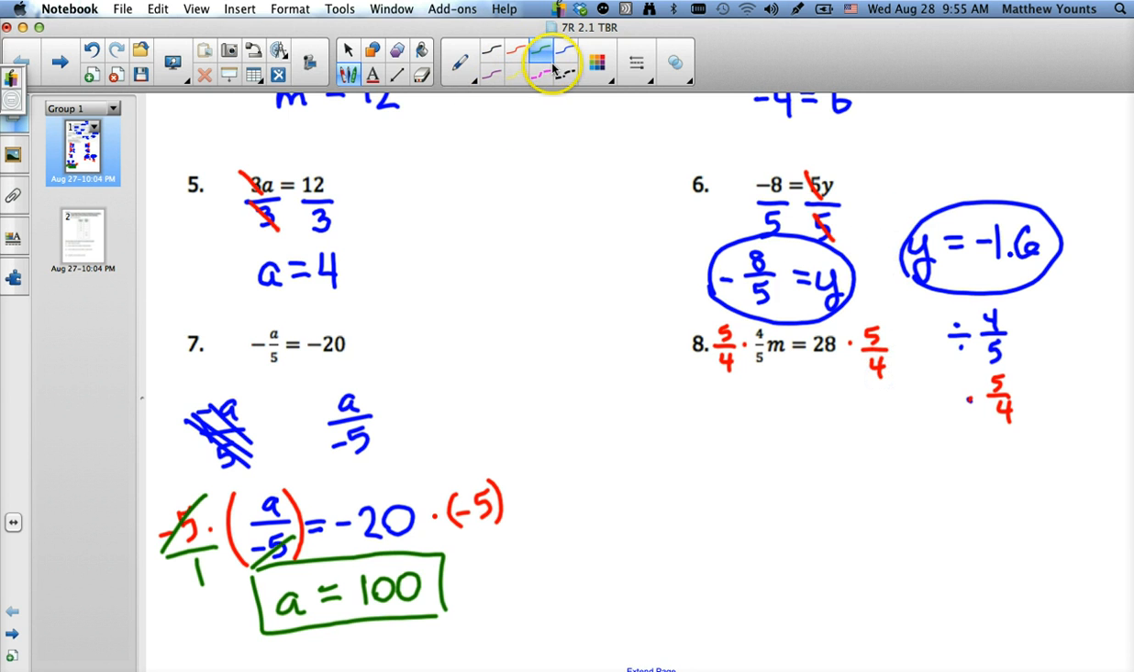When I write it this way, you can see that 5/4 times 4/5, your 5's will cancel and your 4's will cancel over here. So you're just left with your m equals, over here, 28 over 1 times 5 over 4. We can cancel our 4 and our 28 to a 1 and 7, and that just gives us 35 over 1, or just 35. So we know m equals 35.